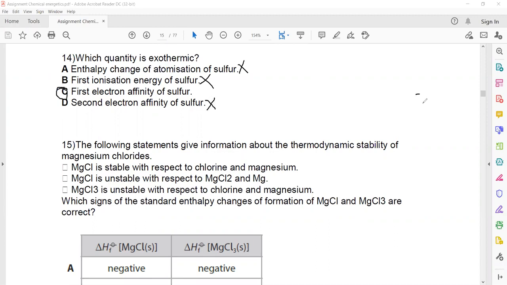The second electron affinity is not exothermic. Why? Because there is already a charge of minus 1. So to add an electron, like charges repel. That's why you have to supply energy. So the second electron affinity will be endothermic.